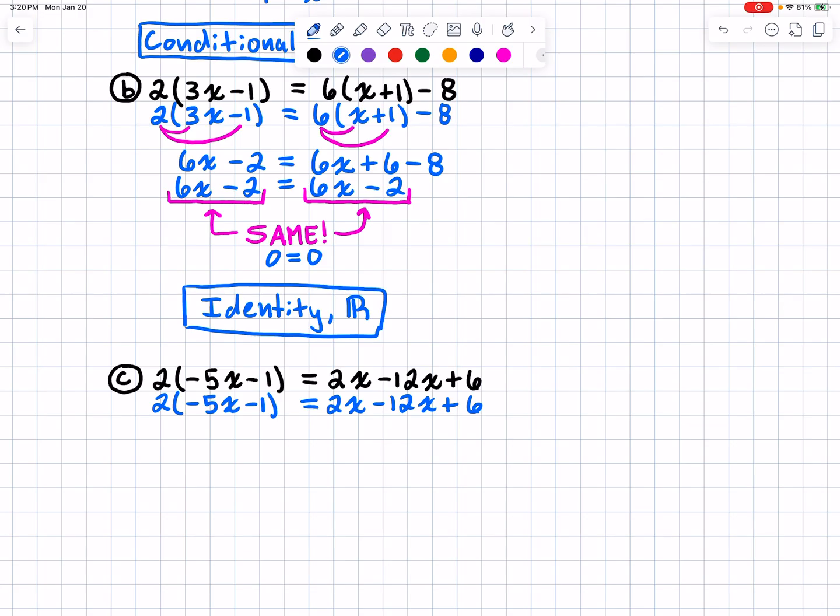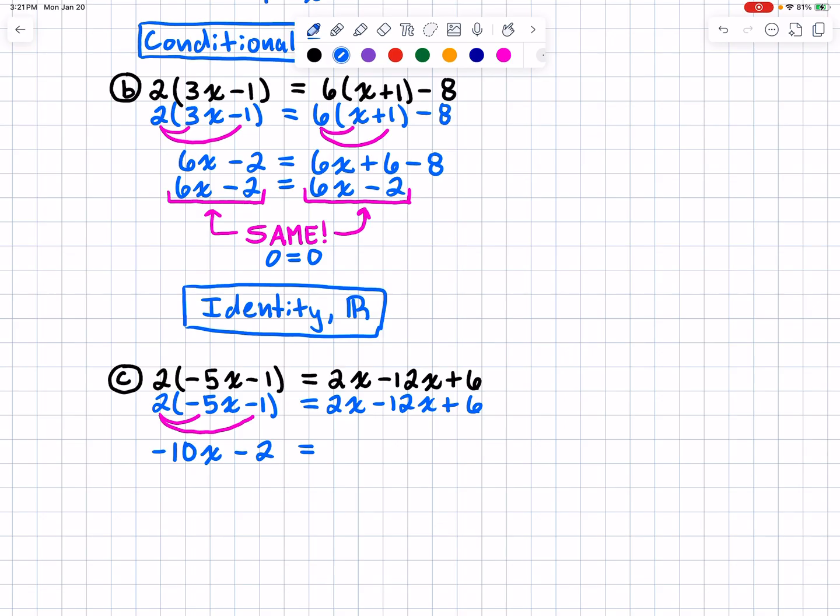So the first thing that we're going to want to do is distribute on the left and combine like terms on the right. So on the left-hand side, we're going to distribute. 2 times negative 5x is negative 10x. So I'm going to write that down. Negative 10x. 2 times negative 1 is negative 2. So minus 2 equals.